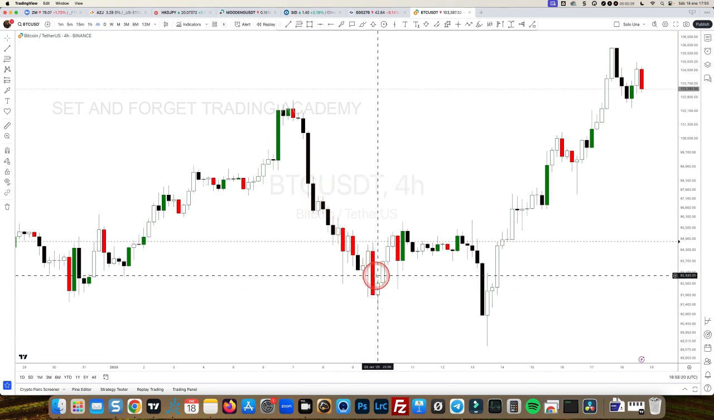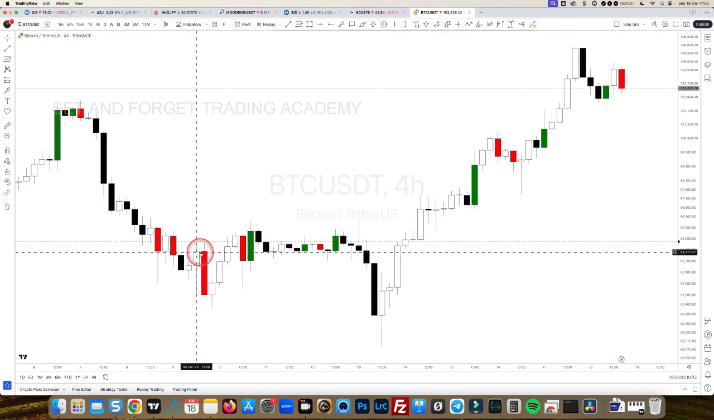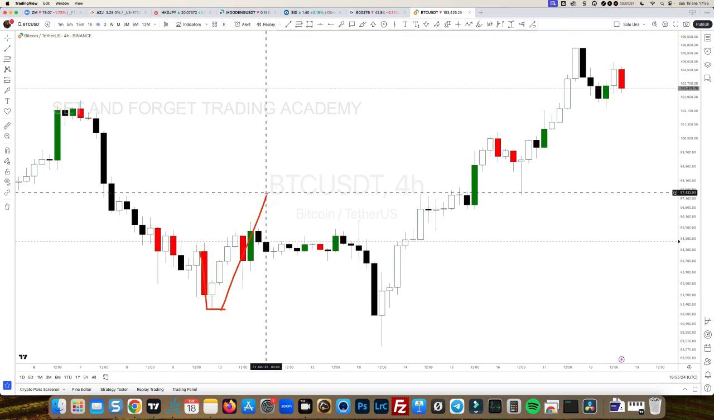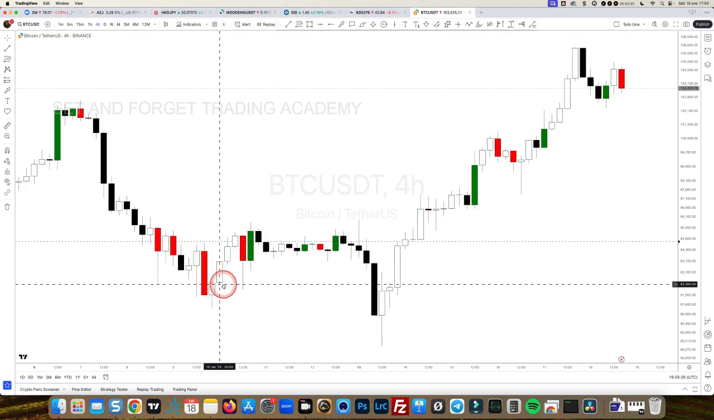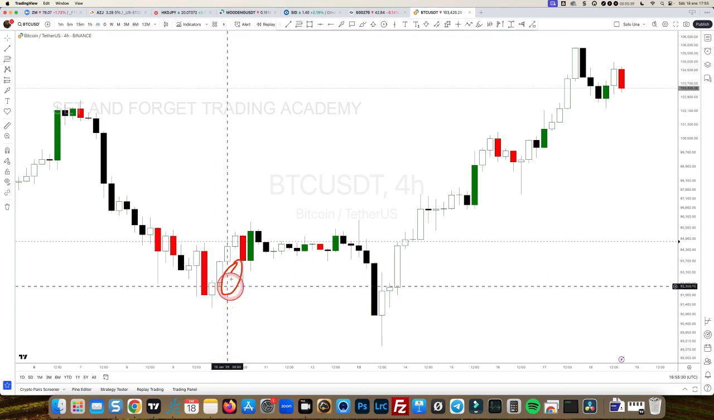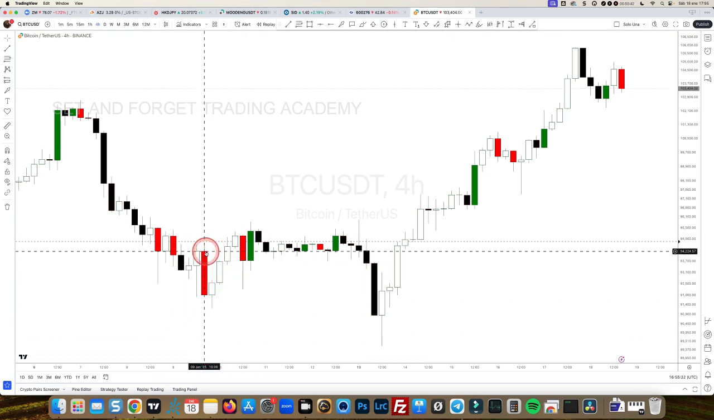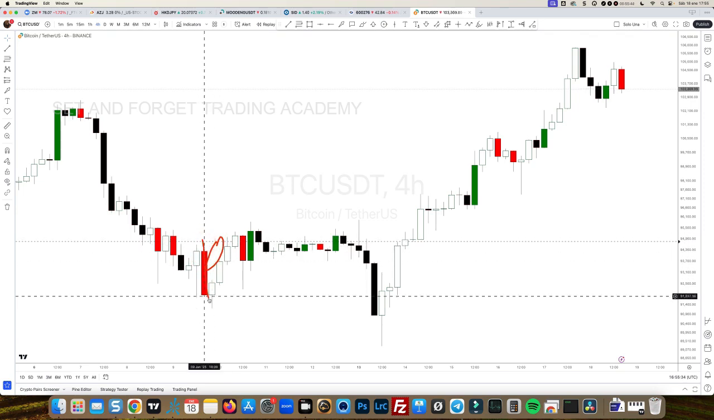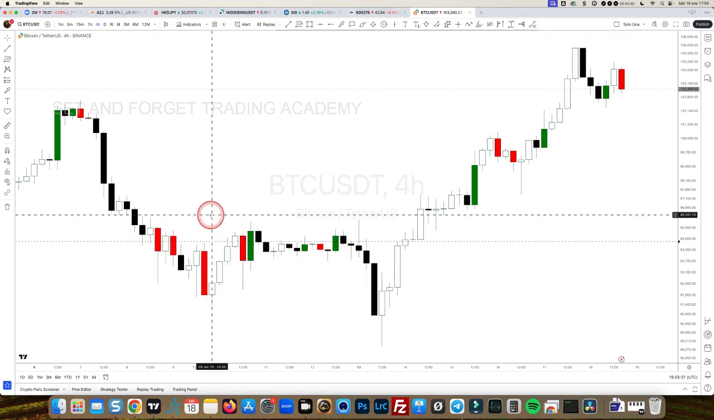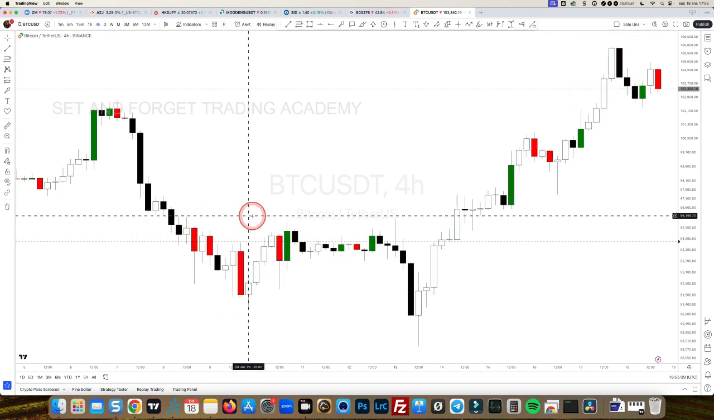And here we do have a valley: drop, base, rally. Okay, and you can see the void over there. You can see the void over here. So this is a bullish void. For a valley it's critical. It's necessary.